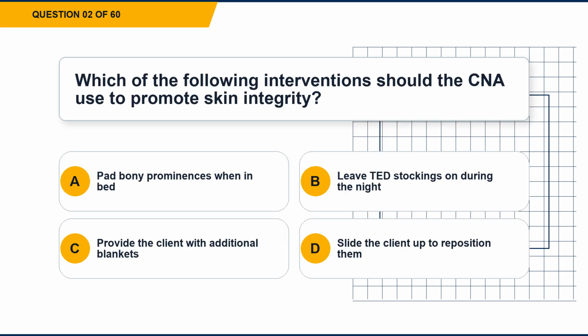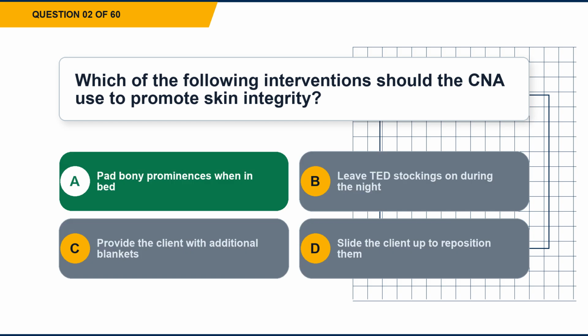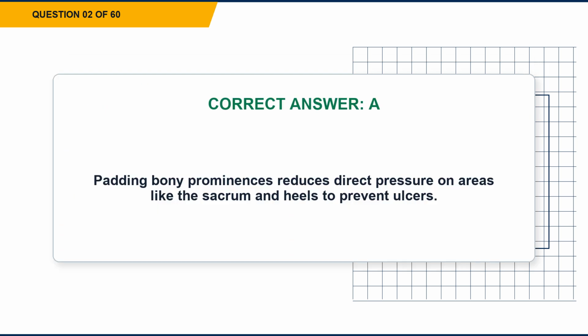Question 2. Which of the following interventions should the CNA use to promote skin integrity? Option A. Pad bony prominences when in bed. Option B. Leave TED stockings on during the night. Option C. Provide the client with additional blankets. Option D. Slide the client up to reposition them. The correct answer is option A. Pad bony prominences when in bed. Explanation. Padding bony prominences reduces direct pressure on areas like the sacrum and heels to prevent ulcers.